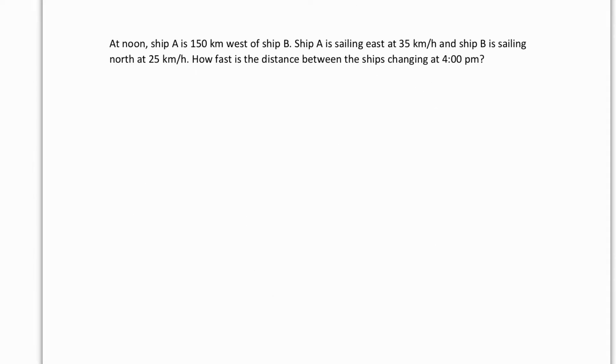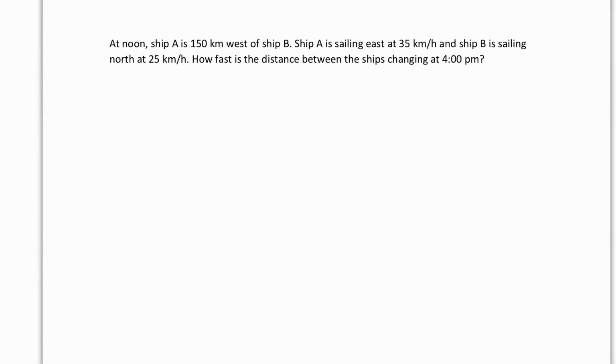At noon, ship A is 150 kilometers west of ship B. Ship A is sailing 35 kilometers per hour, and ship B is sailing north at 25 kilometers per hour. How fast is the distance between the ships changing at 4 p.m.? Okay, let's take a look at this situation. It's a bit tricky to draw, but what we want to do is draw a snapshot in time. Not where they initially start, but after a little bit of time has passed.